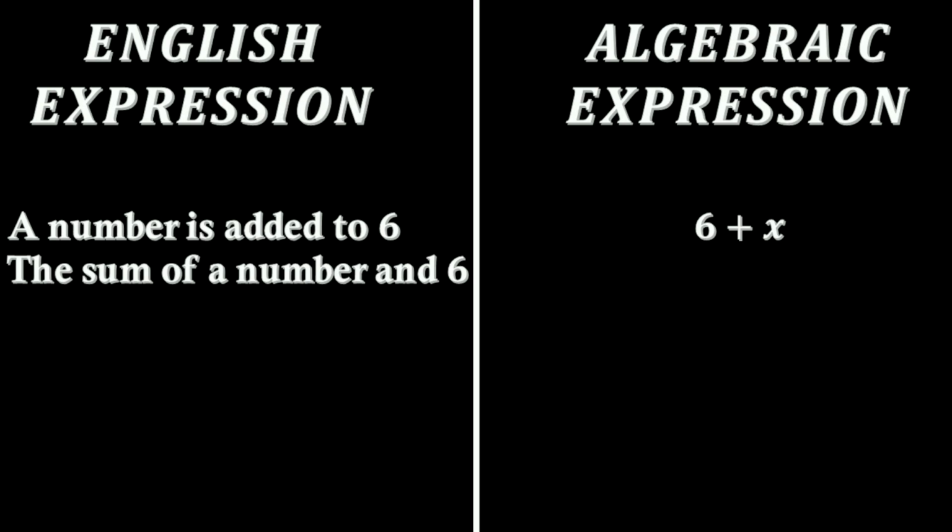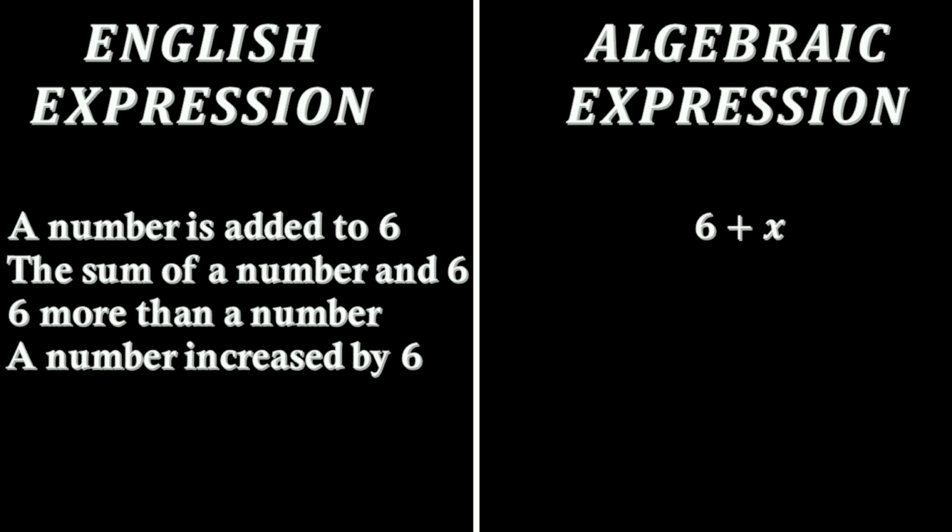Now, if we say the sum of a number and 6, or 6 more than a number, or a number is increased by 6, that is all equal to x plus 6, okay? Example, if we have 6 more than a number, we have to make the number first, okay? Remember that when we say more than, a number should be first, then plus 6, okay?